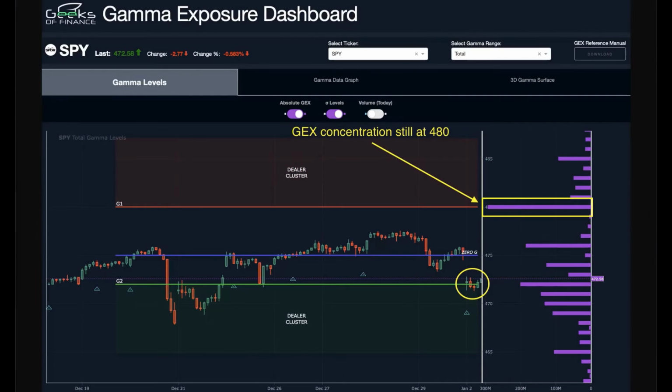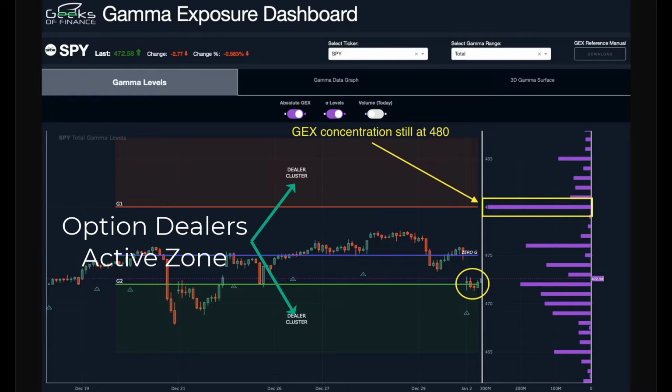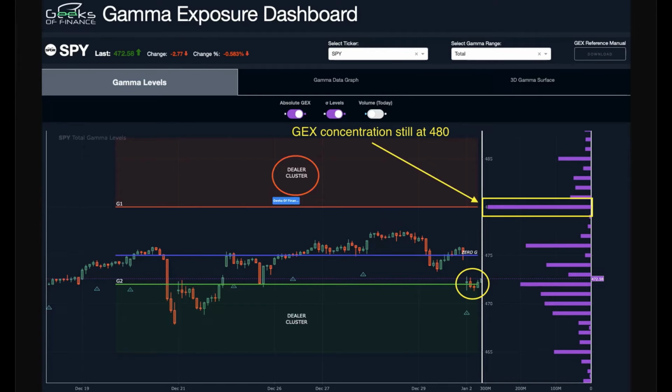So gamma exposure gives us two important data points. Number one, it's telling us where option dealers will most likely be the most active. And this can manifest in the form of support or resistance. You see here, we've highlighted our dealer cluster zones. These are our support and resistance zones based on where dealers are likely to be the most active.